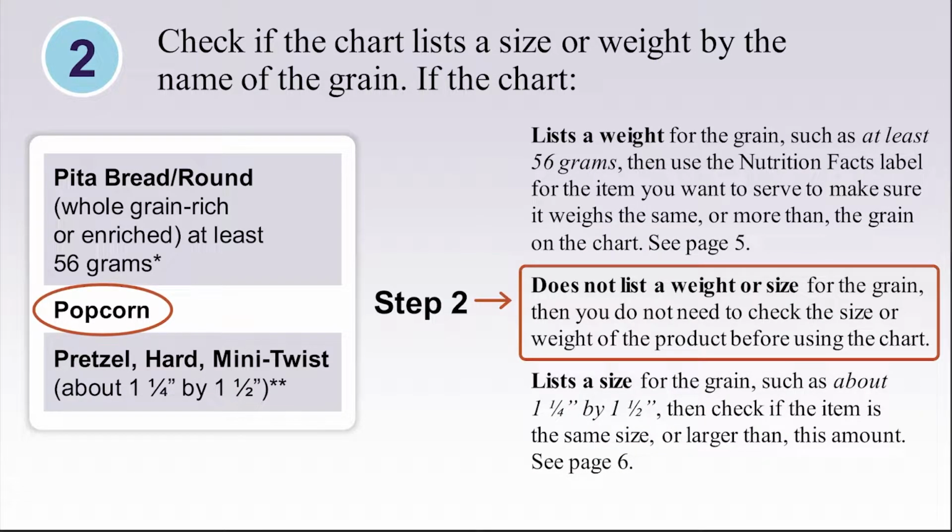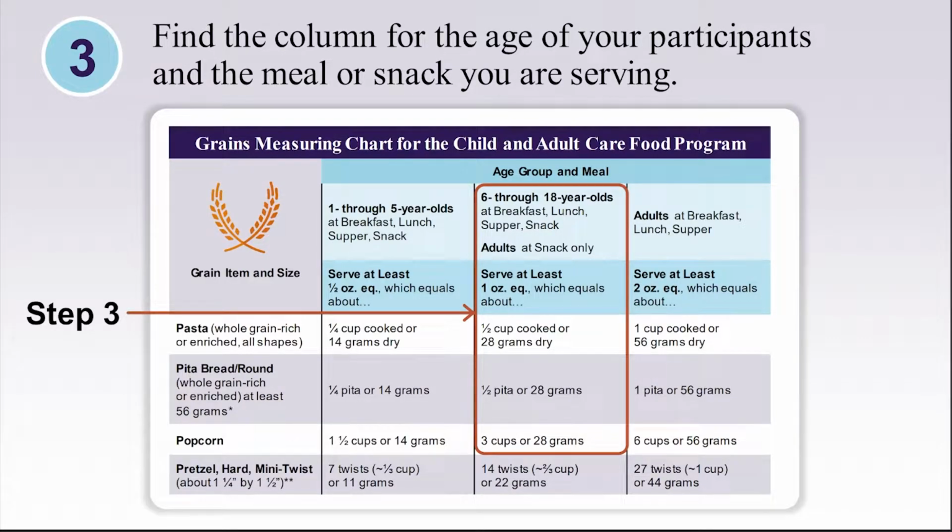After you find the item you want to serve, check and see if there is a size or weight by the name of the grain item. Popcorn does not have a size or weight listed by the name, so you don't need to first verify that the popcorn we want to serve weighs a certain amount or is a certain size. You can move on to the next step. The third step is to find the column for the age of the participant and the meal or snack you are serving. If you want to serve popcorn to 10-year-olds snack, you will look for the 6 through 18-year-old column and find that column all the way down to the popcorn row.